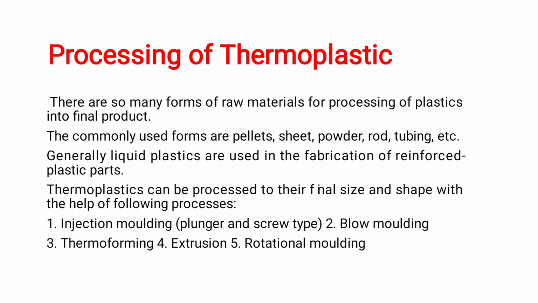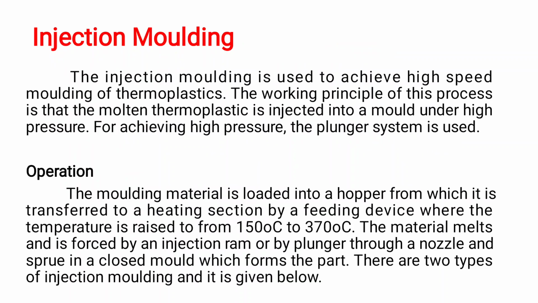Generally, liquid plastics are used in the fabrication of reinforced plastic parts. Thermoplastics can be processed to their final size and shape with the help of the following processes: injection molding, plunger and screw type, blow molding, thermoforming, extrusion, rotational molding. These are the main forming processes for thermoplastic components.